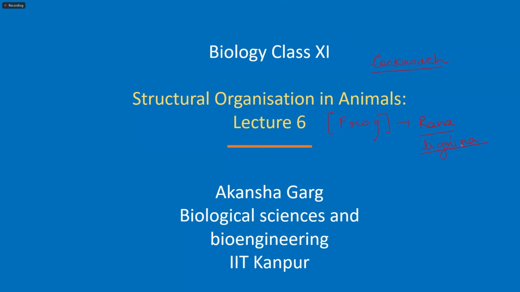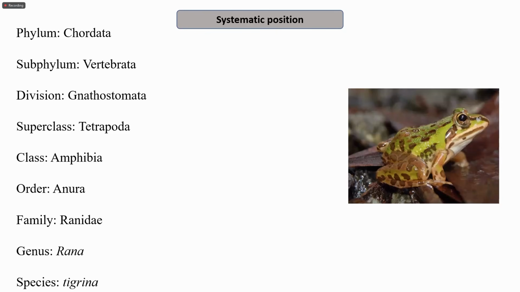The scientific name is Rana tigrina. So we will try to understand the different organs and organ systems using frog. Firstly, we'll learn about the systematic position of frog. So it belongs to kingdom Animalia.